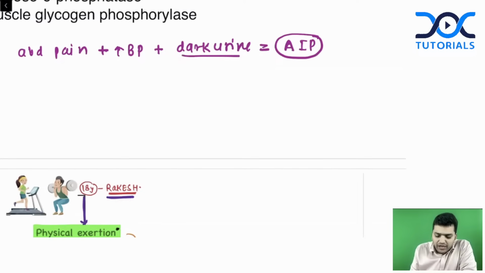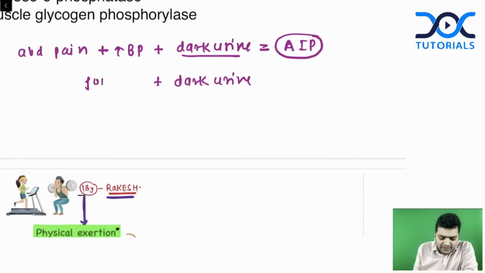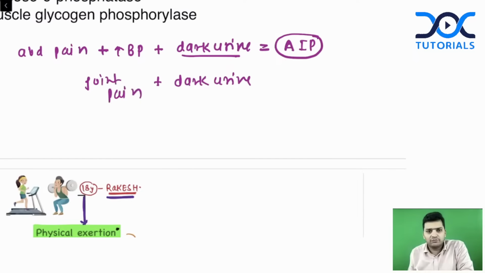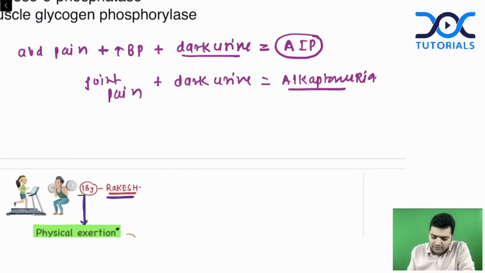So there is going to be dark urine. They will say dark urine, and if you put it in the sunlight, it becomes further dark. In the same way, if they say the color of the urine was actually normal, after some time it became dark, and the patient is having joint pain. Joint pain with dark urine, then it is going to be alkaptonuria.